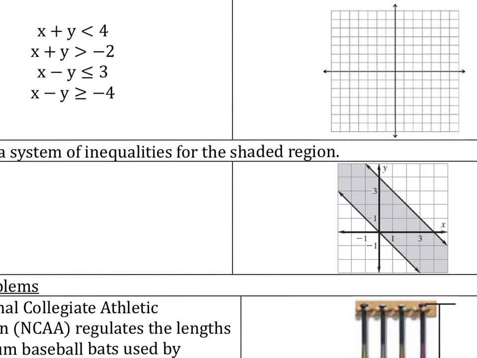Okay, for this one, we have a system of 4 inequalities. So let's take the first one and find the boundary line, x plus y equal to 4. My x and y intercepts will be, when y is 0, x will be 4, and then when x is 0, y would also be 4. Okay, and let's use increments of 1, 1, 2, 3, 4, and 1, 2, 3, 4. And then it's going to be a dashed line.